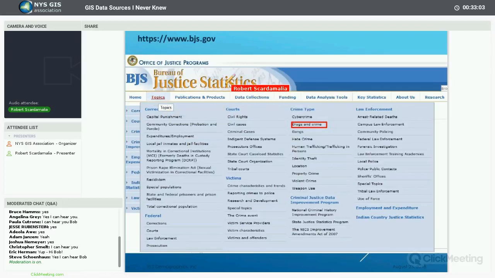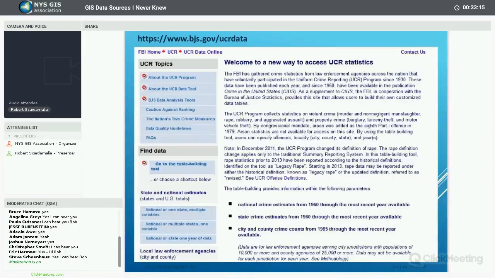So again, this is topics, but explore the data collections and data analysis tools, because that's where you'll be able to get at more of the detailed information. One of the most used aspects of this data is what comes out of UCR, Uniform Crime Reporting. This is the data that the FBI gathers, and every law enforcement agency in the country reports into the UCR. So that's where our data on crime comes from.